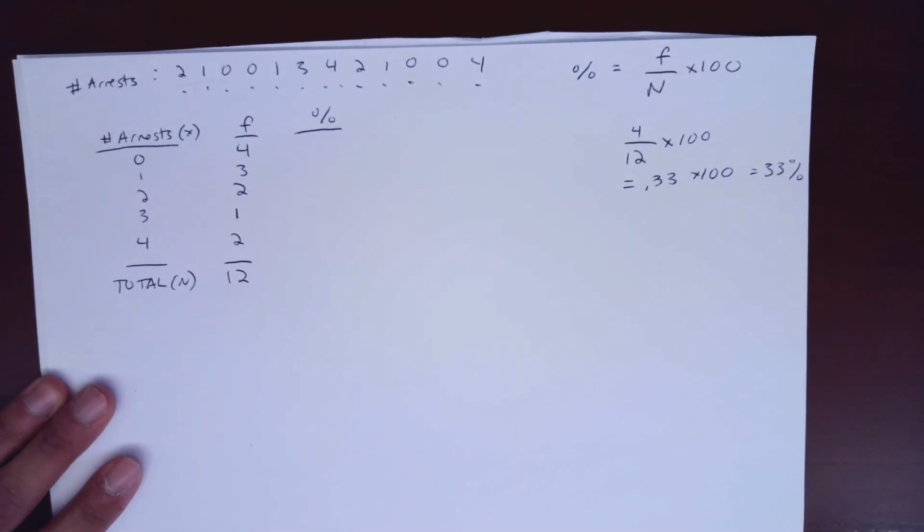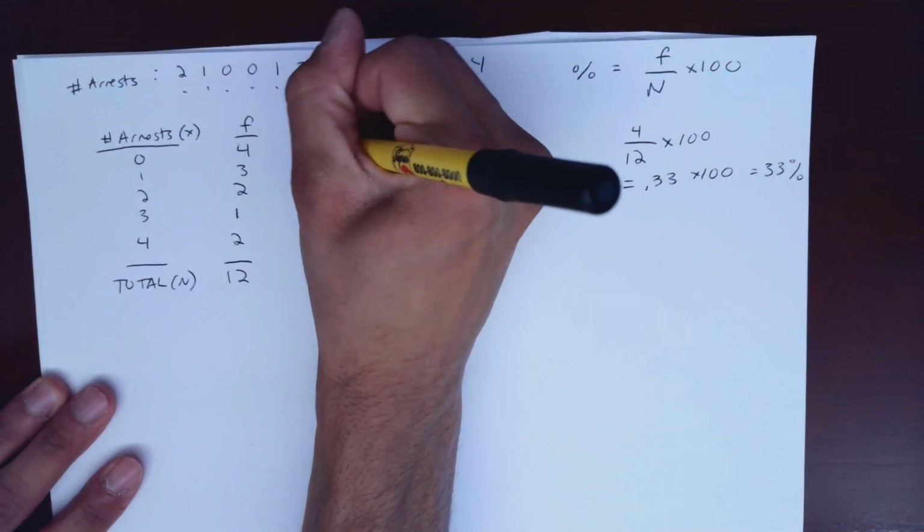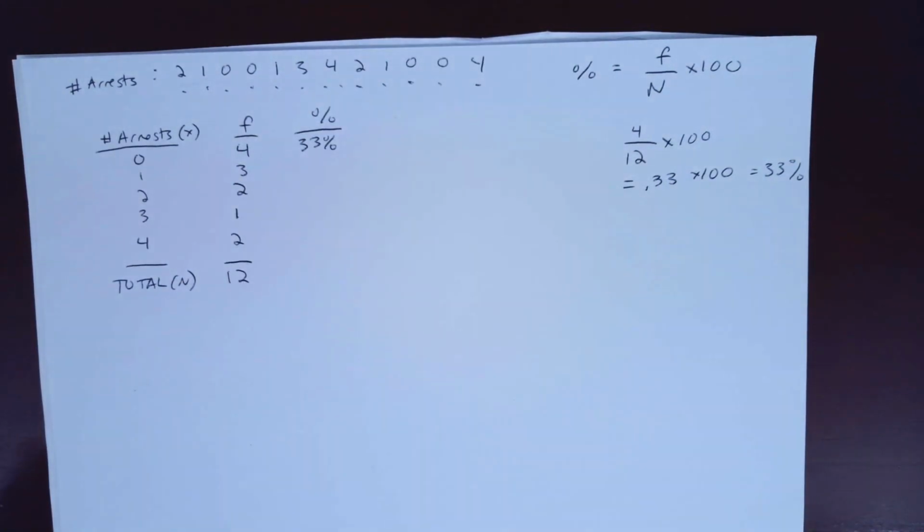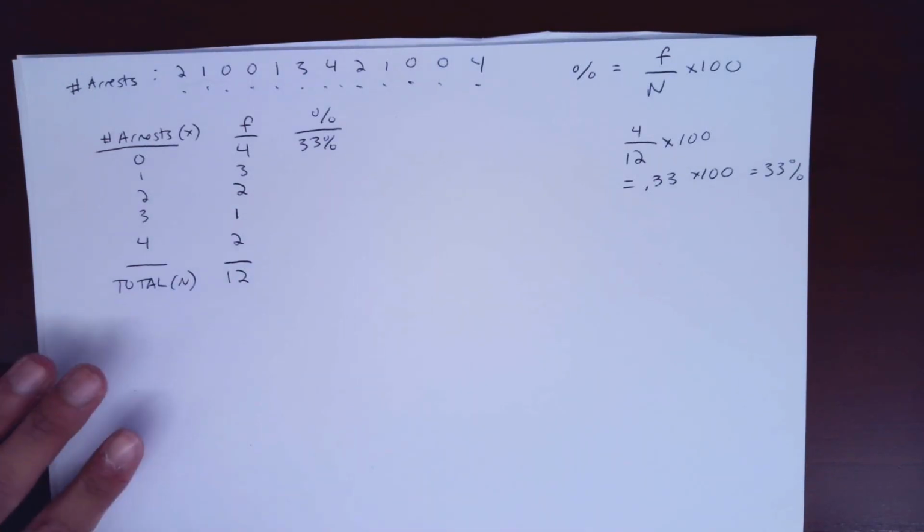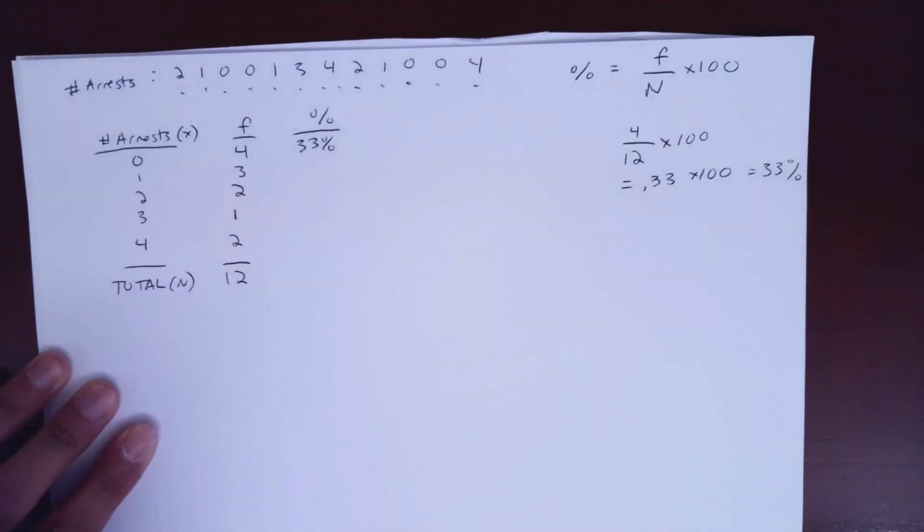So we can now add this number to our frequency table. And we can interpret this by saying that in our data set where we have different numbers of arrests that people have experienced, about 33% of the people in our sample had experienced 0 arrests. We can do the same thing for each of these other numbers.